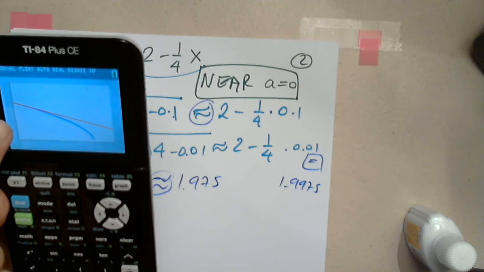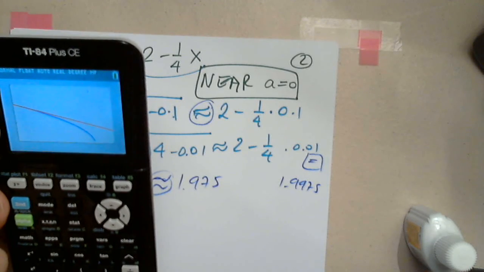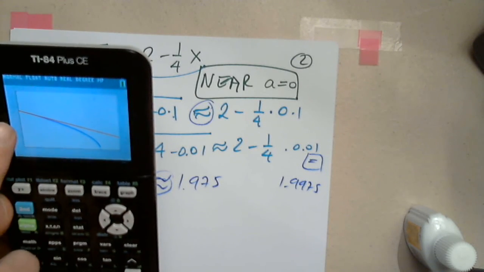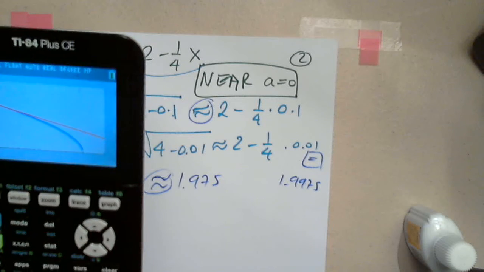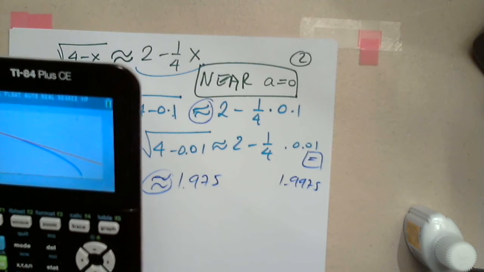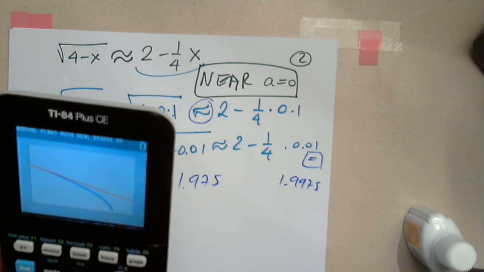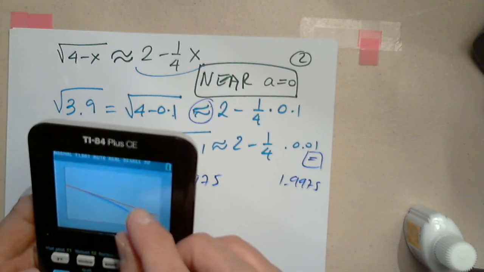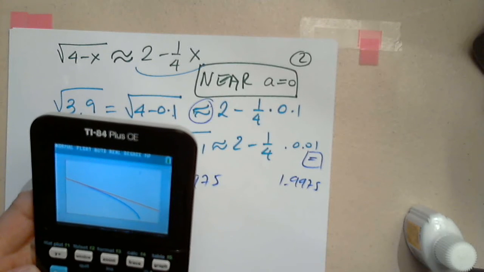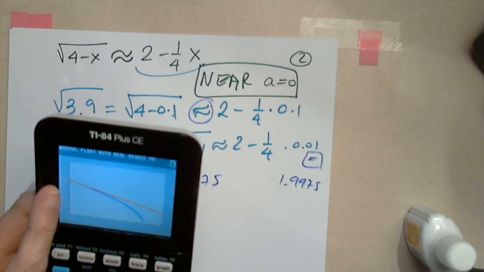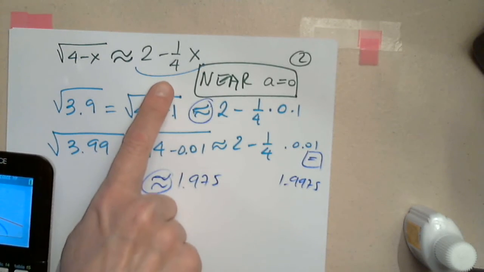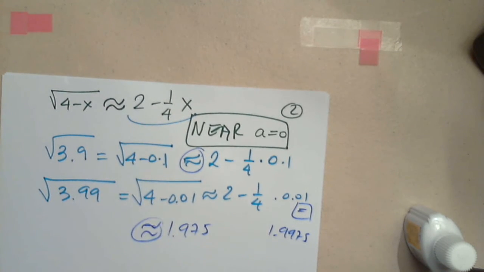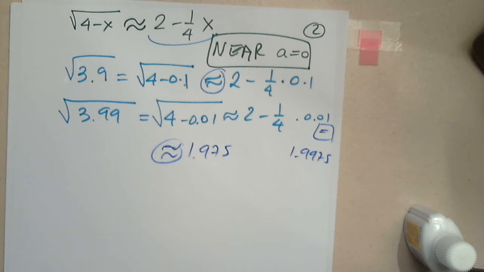So near 0, if I use the red line, which is the line, or if I use the function itself, they're going to be extremely close. But as you see, as you get further away from 0, they're not close anymore. But at 0, this function is a good approximation. Good, very nice problem. Very good.